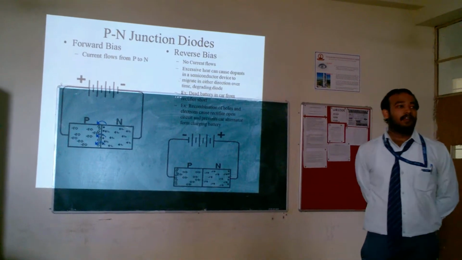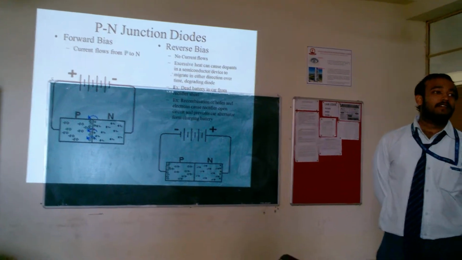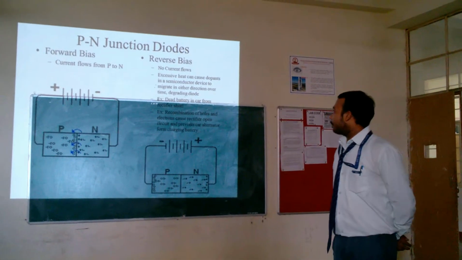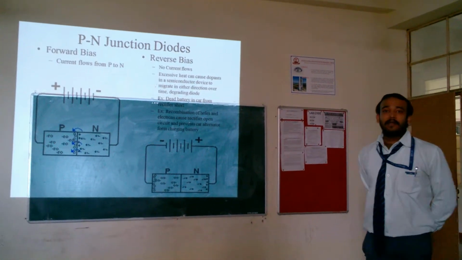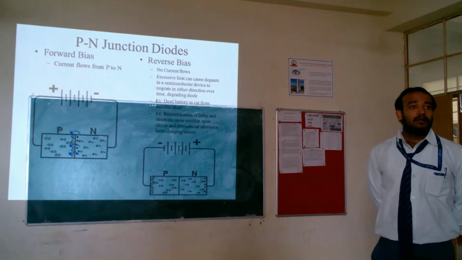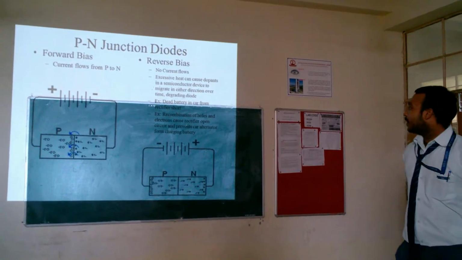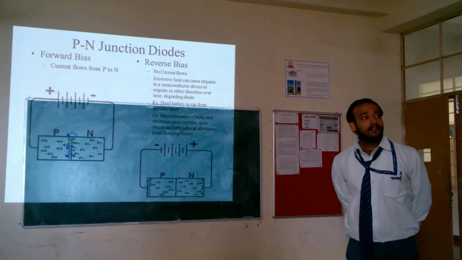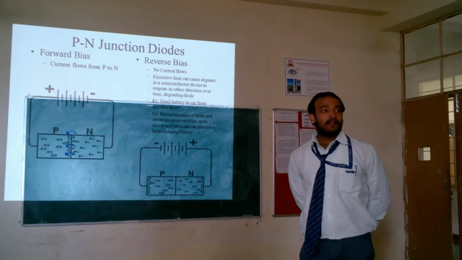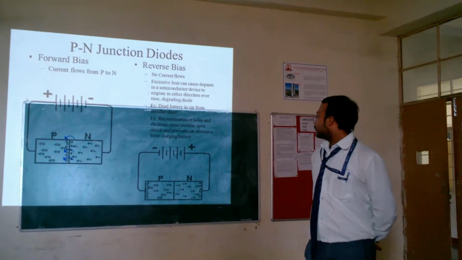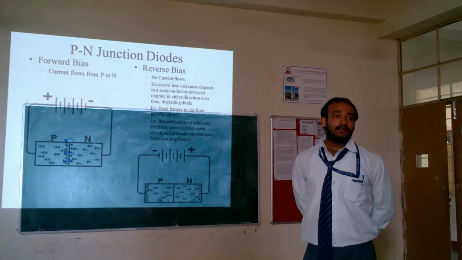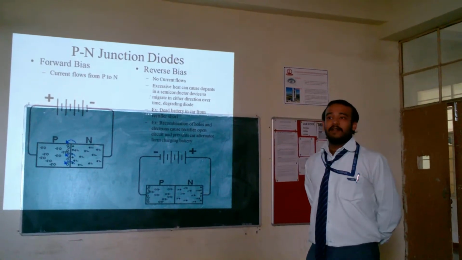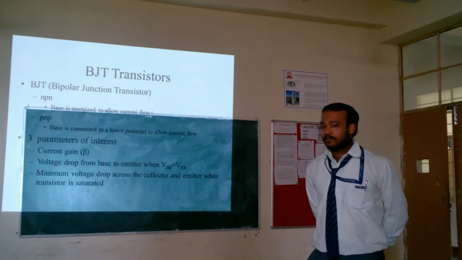A PN junction diode works with biasing. There are two biases, forward bias and reverse bias. When the P-type is connected to the positive terminal of the battery and the N-type is connected to the negative terminal, it is called forward bias, and current flows only in forward bias. Reverse bias is when the P-type is connected to the negative terminal of the battery and the N-type is connected to the positive terminal. It's called reverse bias.